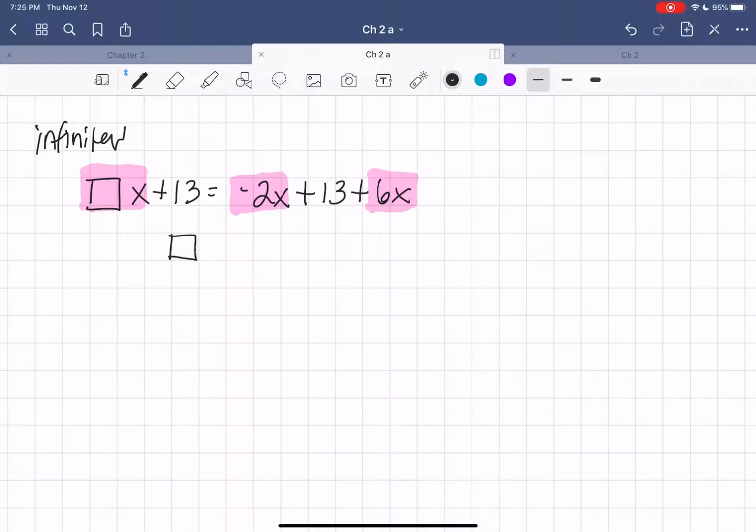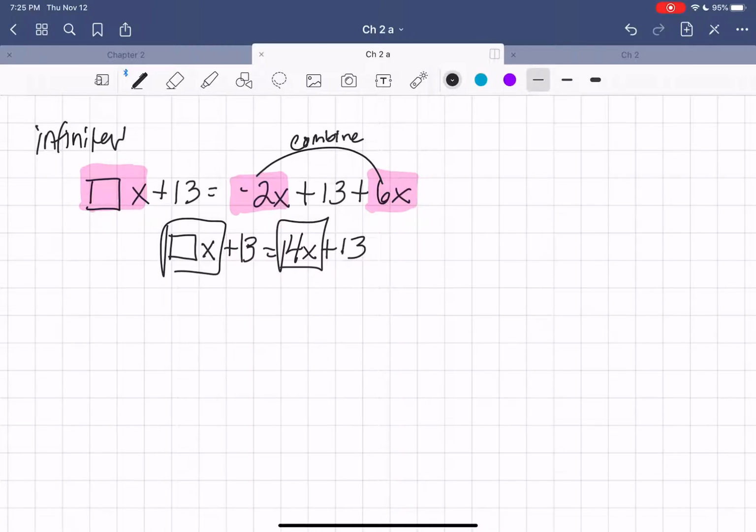So I can say box x plus 13 equals, and then I can combine like terms, and I get 4x plus 13. All right, well, if I need my variable to cancel out on both sides, what does my box have to be? That's right, it's got to be 4. Okay?